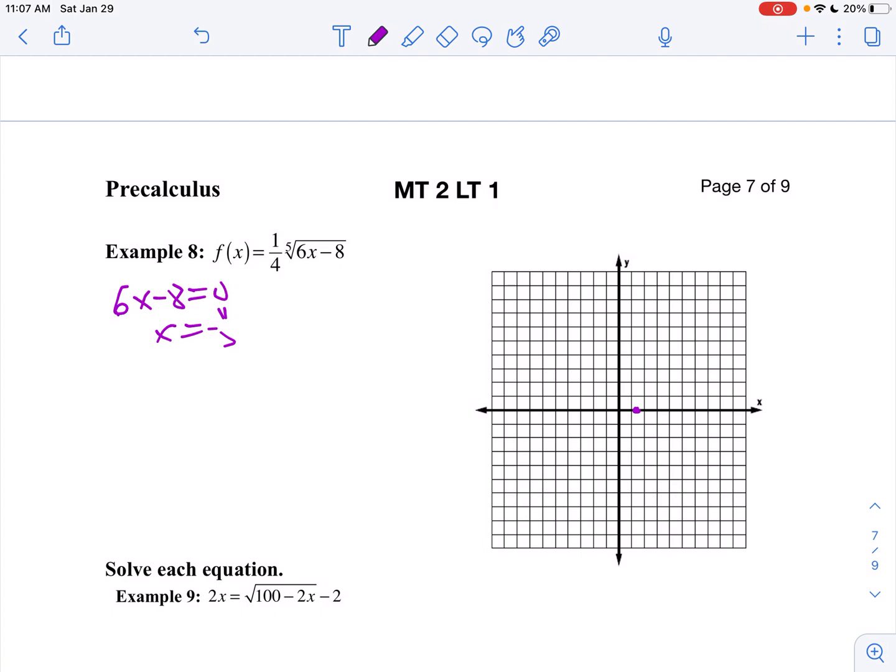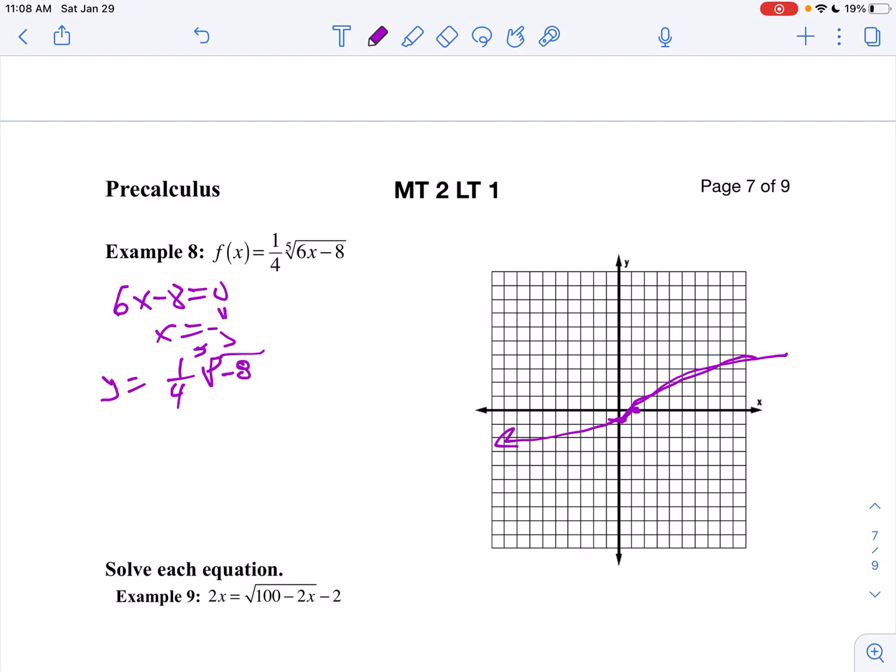My y-intercept, when x is 0, well, that would be 1/4 times the 5th root of -8. So not very far there, is it? And I know it's an odd function, so I know my graph looks like that.